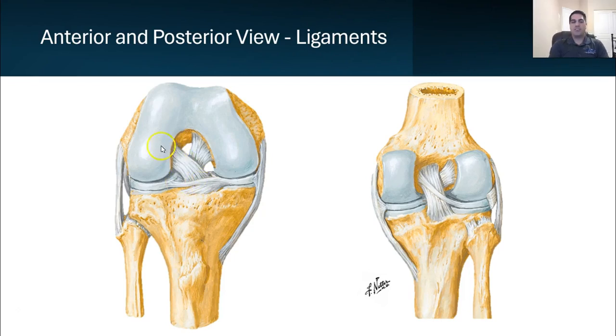Generally, it's traumatic by nature. You're not really seeing chronic ACL tears necessarily. They can fray over time. But again, something to keep in mind with ACL tears. And really, most of the structures we've talked about so far tend to be traumatic injuries.